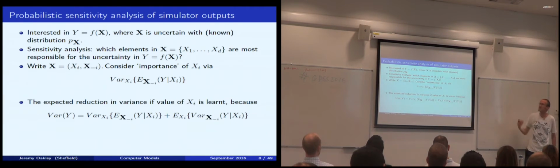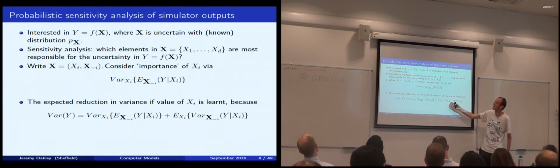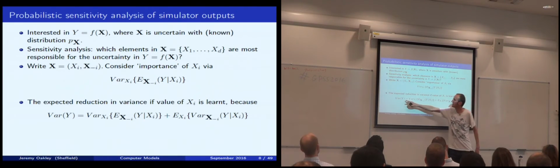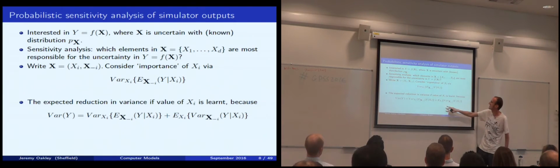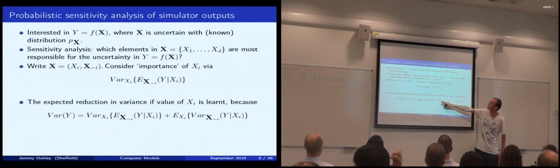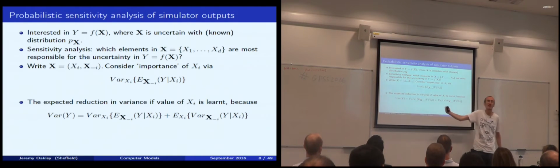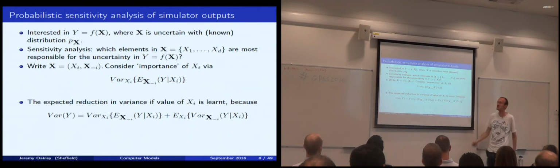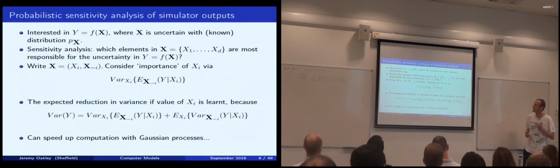And the reason for considering this is that it's giving you an expected reduction in variance. So I've got my variance now with no extra information. I've got what I would expect the variance to be if I could discover the true value of that input. And so this quantity is telling us the expected reduction we would get if we were to first discover the true value of that input xi. That's just one particular measure that we might use.